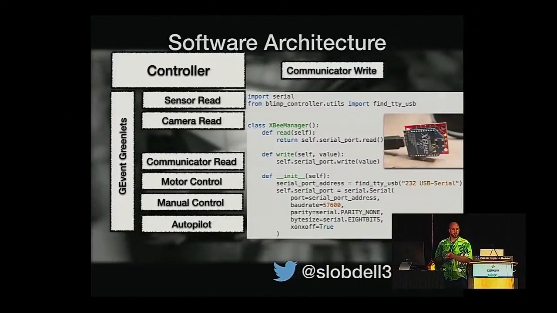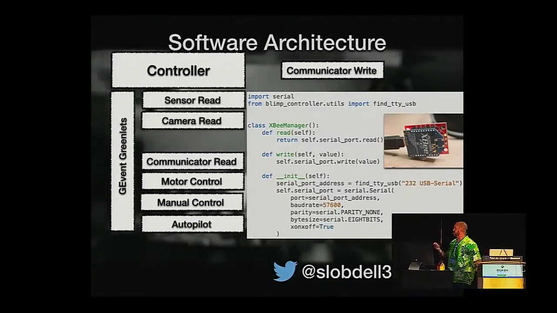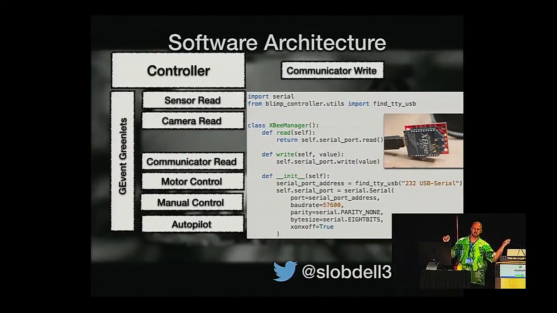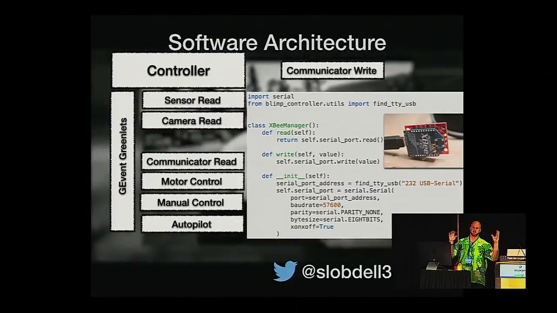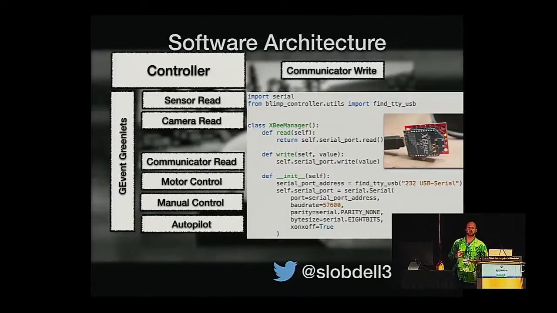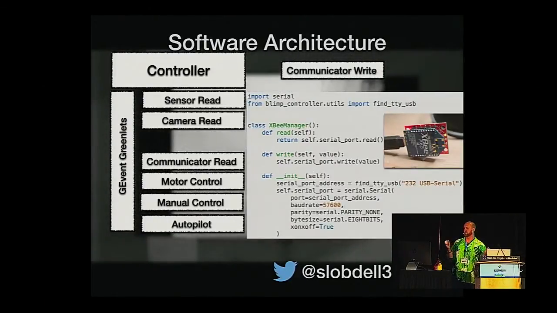In order to communicate from the client to the blimp, I use an XBee module. What this is, you can imagine just a really, really long serial cable, and that's basically what this is, if you just think of that abstraction. But it's a wireless module that uses the 802.15.4 protocol, which is just a peer-to-peer low-power protocol.